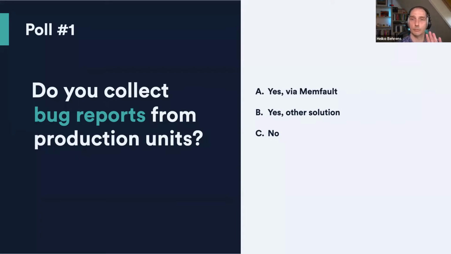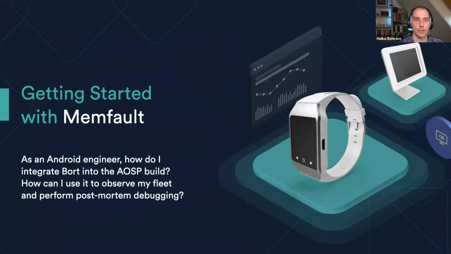So I think we have more than 60% of people participating right now. That's good. So I see that basically the majority does not use bug reports. And then there's a tie between yes via Memfault and yes with another solution. So I hear that 50% are not doing it at all. The other half is familiar with bug reports and is collecting them. That's good. I will use that when I'm walking you through what Memfault does.